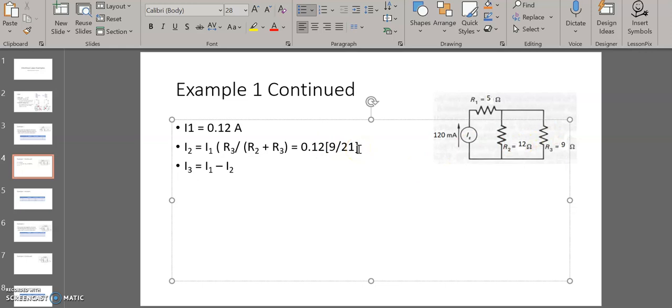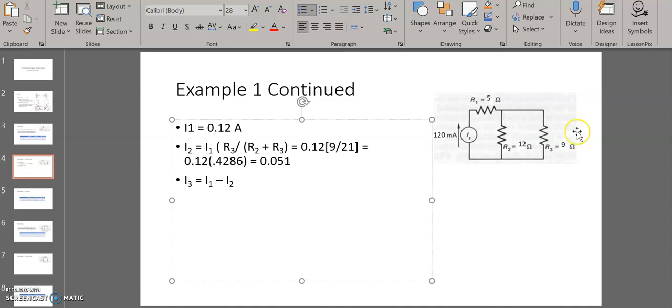Now, when I go ahead and do my math, I'm going to have 0.12, and I'll do this simply for you, times the ratio, and I'll carry to 4 decimal places just to kind of keep it true as possible. And when I simplify that again, it's going to be 0.051. Okay, so I've got that through there.